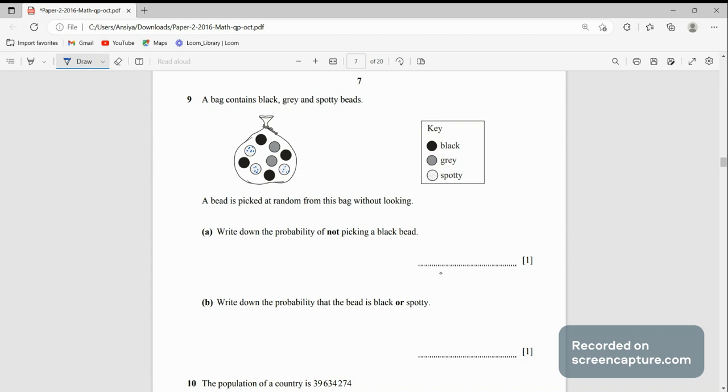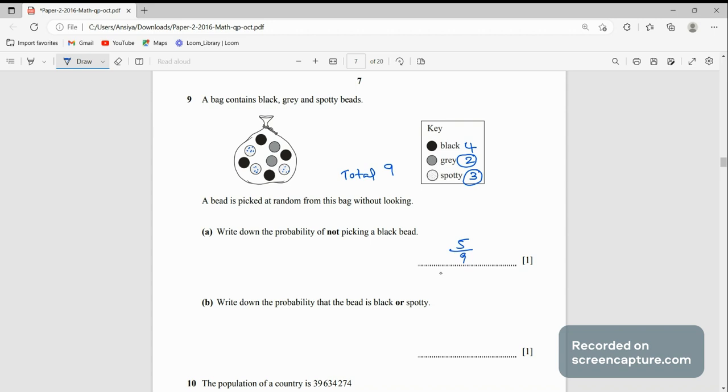So first of all, we will just mention how many black beads are here. There are 4 black beads. How many gray beads are there? 2. And how many spotty beads are there? 3. So total 1, 2, 3, 4, 5, 6, 7, 8, 9. So there are total 9. Okay. Now the question is, write down the probability of not picking a black bead. So choose the other colors, 2 gray and 3 spotty. Total 5. So 5 out of 9.